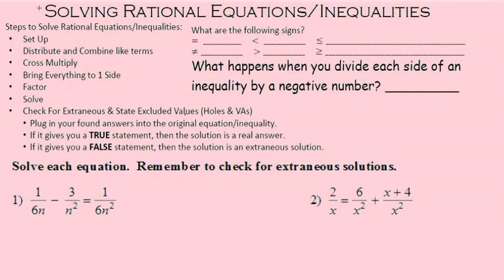Page 27. Solving rational equations and inequalities. So you want to set up the fractions and make them just one on each side. Distribute and combine like terms. Cross multiply. Bring everything to one side. Factor, solve. And then check for extraneous solutions and exclude values like holes and vertical asymptotes.